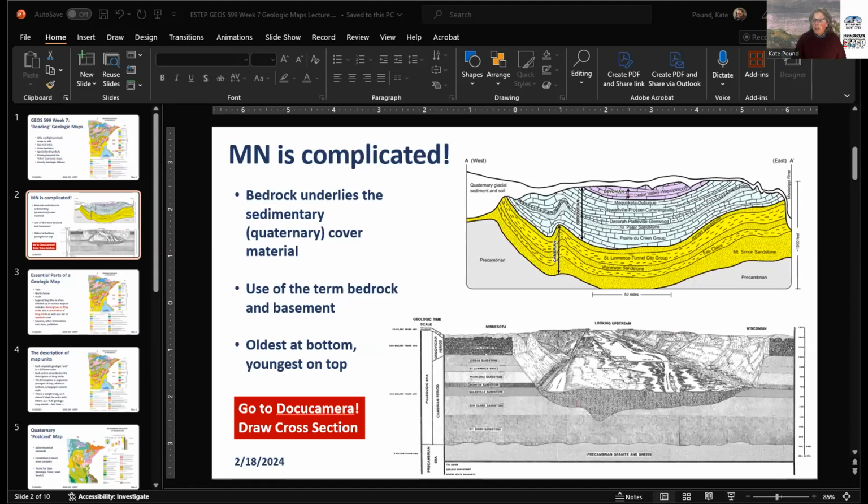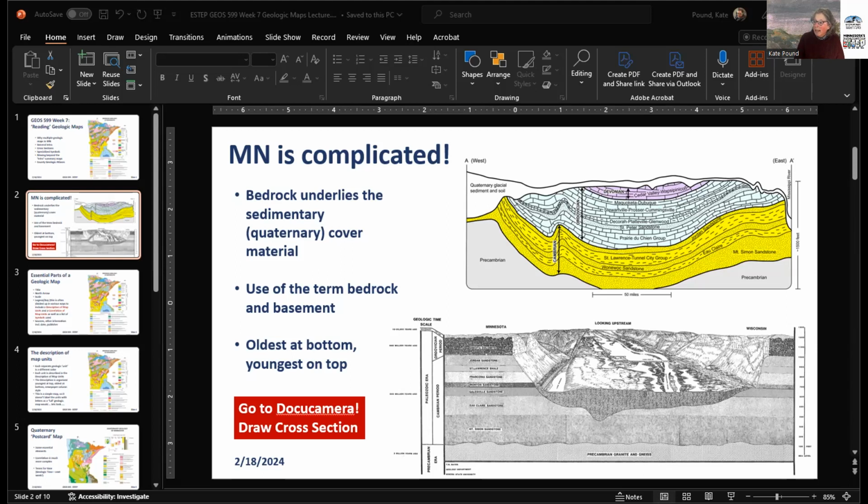So the first thing I want you to notice, or you may already be aware of this, is Minnesota is complicated. And that's because what we call bedrock underlies the sedimentary cover material. So let's just parse this statement here. Bedrock means whatever the solid rock underneath sediments is. Any sediment that hasn't yet been lithified is usually Quaternary.